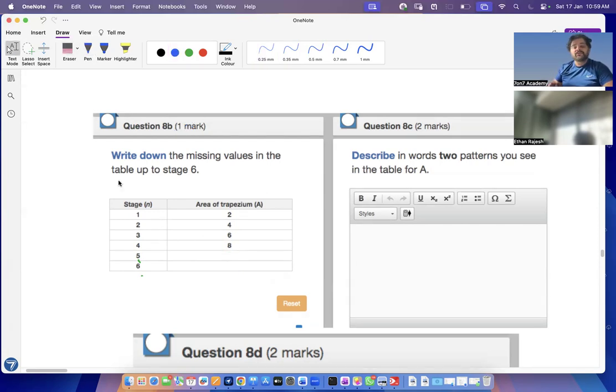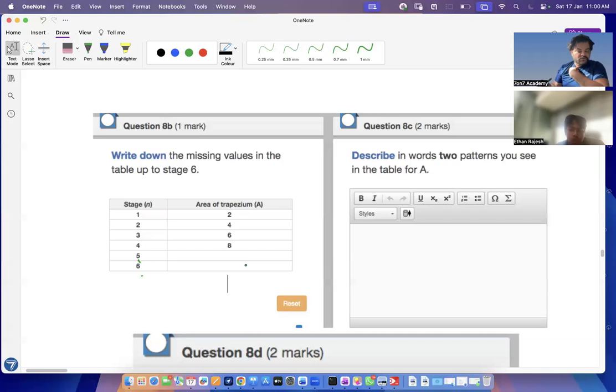If this is 2 marks and I were grading you, I would expect you to write 2 patterns. What are those 2 patterns? You use 2 different sentences to describe the same pattern, and there should be mathematical terminology. So can I try it? Tell me. So, as stage n increases by 1, the area of the trapezium increases in intervals of 2. No, interval of 2 is not the right sentence. If the stage increases by 1, the area consistently increases by 2.